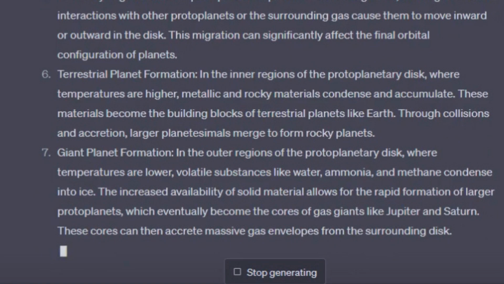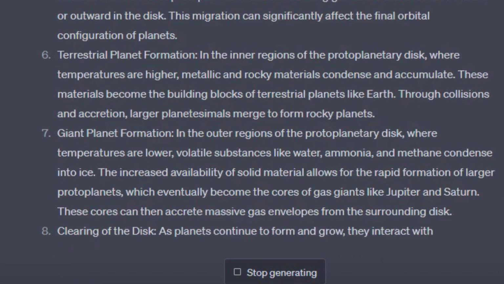7. Giant planet formation. In the outer regions of the protoplanetary disk, where temperatures are lower, volatile substances like water, ammonia, and methane condense into ice. The increased availability of solid material allows for the rapid formation of larger protoplanets, which eventually become the cores of gas giants like Jupiter and Saturn. These cores can then accrete massive gas envelopes from the surrounding disk.